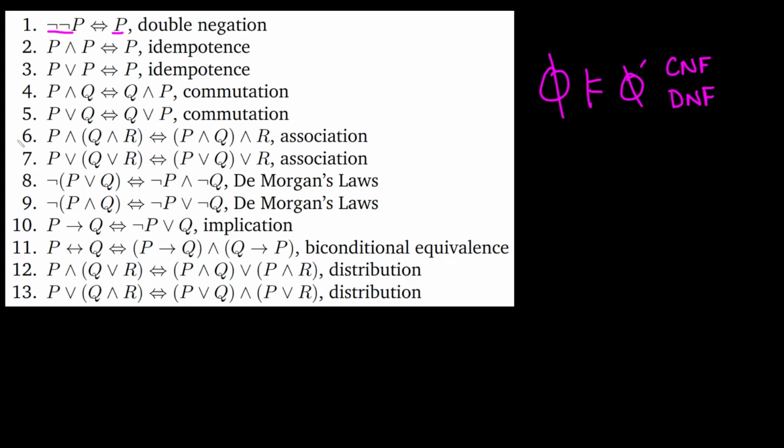One more quick example. Let's take a look at 6 here. So 6 is association. We have this conjunction where it's P and Q and R, and we can use the association rule to replace it with P and Q and R. But notice that we move the parentheses from being originally around Q and R to being around P and Q. So we're going to use a bunch of equivalence rules that we have over here to transform a formula that is not in conjunctive normal form or disjunctive normal form into one that is in conjunctive normal form or disjunctive normal form.